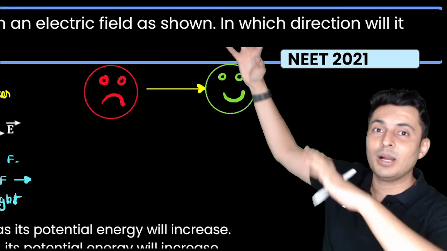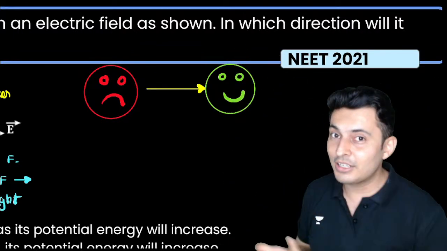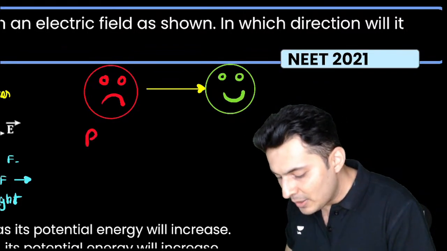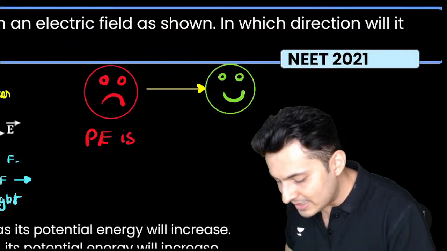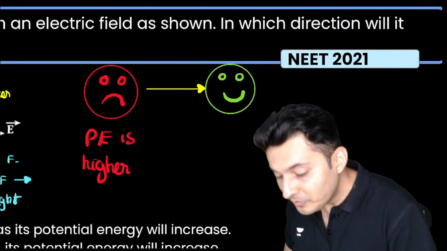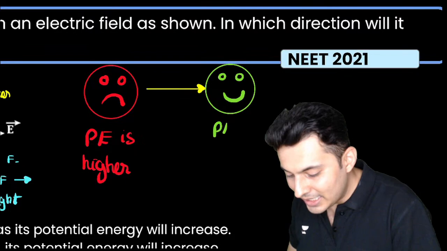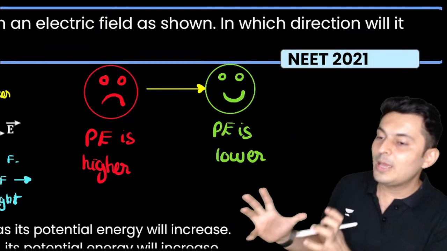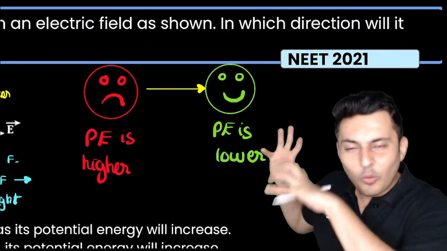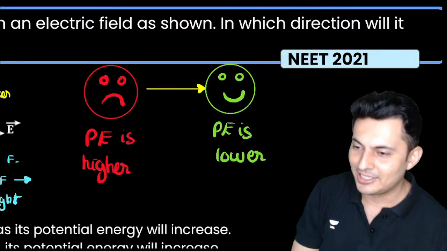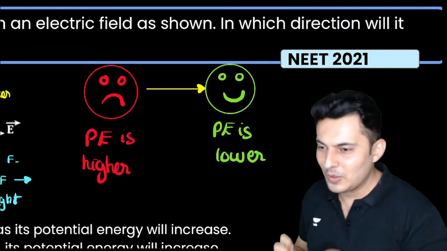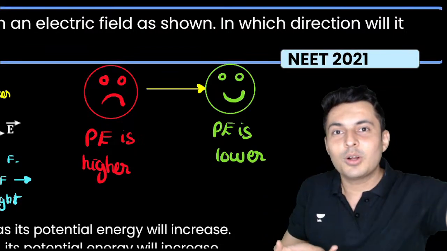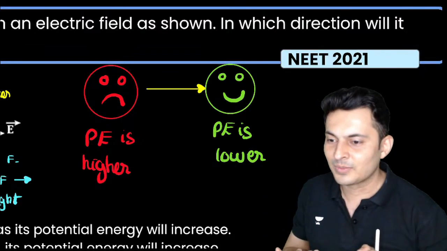But the moment you climb up, you stand on something, your potential energy increases. So my dear students, when you are sad, potential energy is basically higher. When you are happy, potential energy is basically lower. And every object, every system wants to go from higher energy to lower energy state. If you drop a ball, the ball falls below naturally because high energy to low energy.